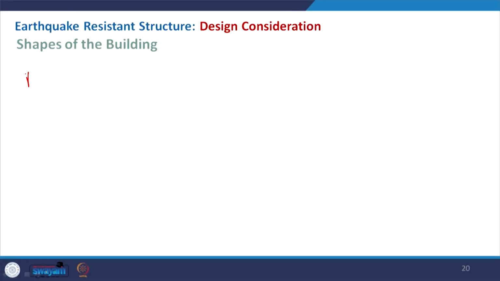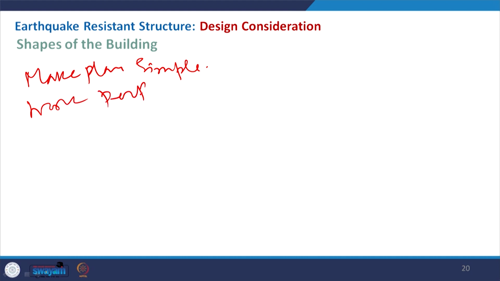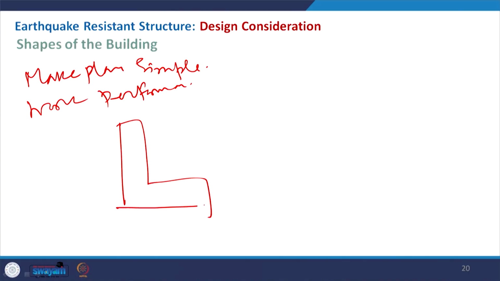So what we exactly want to do is basically to make the plan simple and then just work on performance. Now, sometimes it is not possible to go with the basic shape, and we have to design something like this, like many school buildings and hostel buildings. So it is advisable that you make this building as two buildings, and then you create expansion joints.